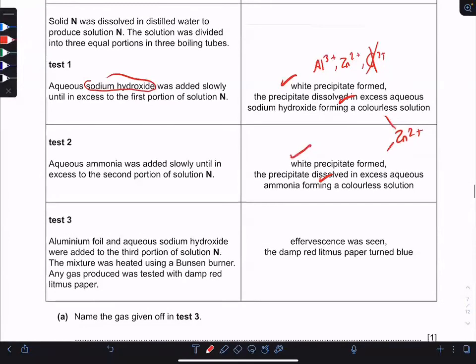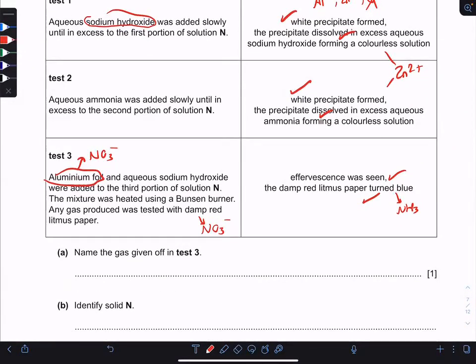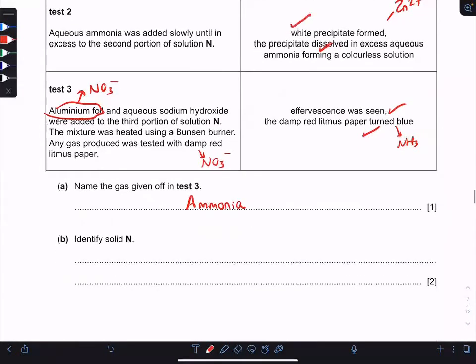Then he's using aluminium foil, which when you see it, you think of the nitrate test. Okay, sodium hydroxide and heat, and yes, effervescence was seen. Ammonia was produced, which turns litmus paper blue, which means nitrate was present. So you know the cation and the anion now. You can easily continue the question. Okay, the gas given is ammonia since it turned litmus paper blue. Identify solid N. It is zinc nitrate.